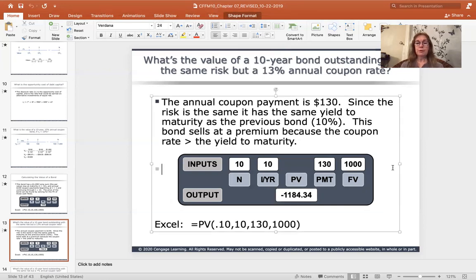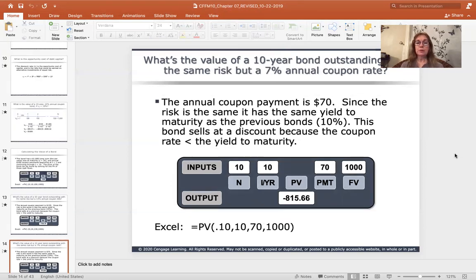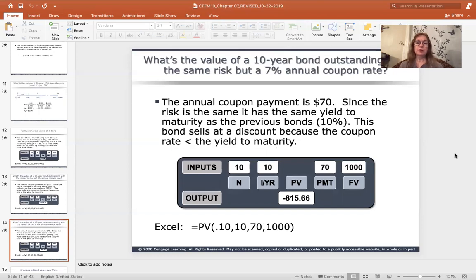Now, what happens if interest rates increase after the bond is issued? Well, then the bond is going to sell at a discount. So here we have a situation where it's a 7% coupon bond that was issued, but interest rates have gone up to 10%. Okay, so it's a 7% bond. It's a $70 payment. So we're going to calculate the present value. And remember, you just enter all these and you hit compute present value.